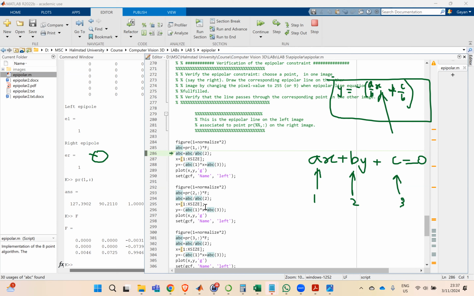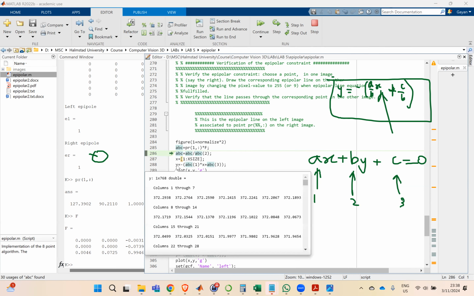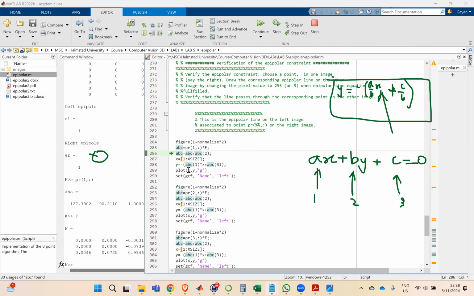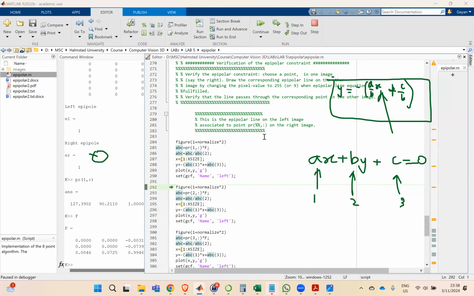Got it? Yeah. So we construct our Y, then we multiply X with that, and the third one with that. So we get our Y. Then we can draw a line. We can plot a line by giving X and Y. That is what we do here.